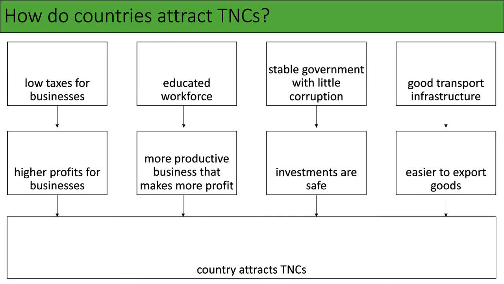With a stable government, any money that the business invests, or any money they put into the business, will be safe, and good transport infrastructure makes it easier to export, so to move goods from one country to another. Pause the video, complete section 2 of the quiz, leave the quiz open when you move back to the video.